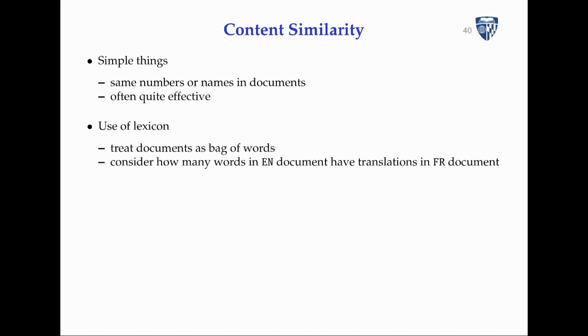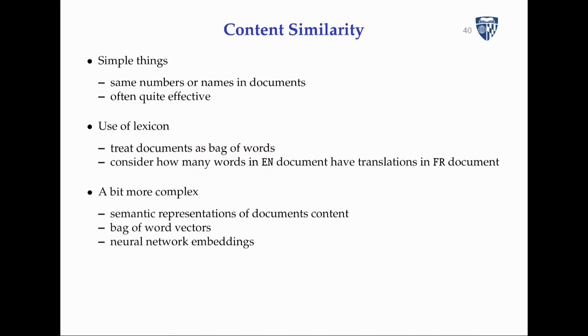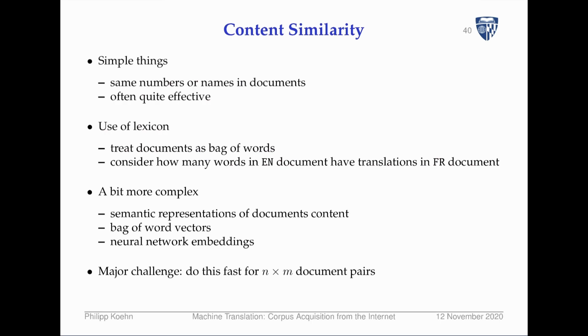And you could use a lexicon, so a collection of words and their translations. Treat documents as bags of words, and then consider how many of the words in the English document have translations in the French document. There are more complex models, semantic representations of document content, bag of words, and neural network embeddings.